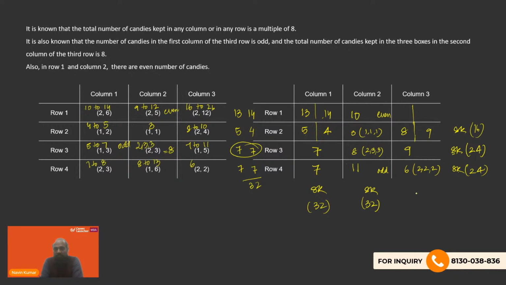Now, whatever sum we are going to have here, the overall sum, row-wise and column-wise, is supposed to be the same. 32 plus 32 is the same as 16 plus 24 plus 24, right? That means whatever this sum is here is the exact sum we are going to have here, right? So right now we have 13 plus 10, 23 so far, plus the number here. And we will have 8 plus 9, which is 17 plus 6, 23. Perfect. It makes sense row-wise and column-wise.